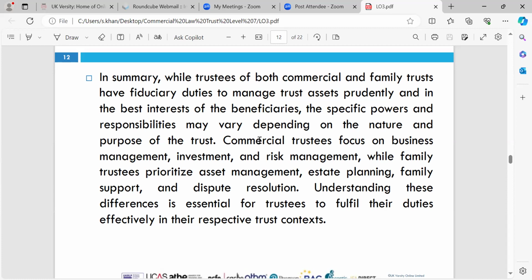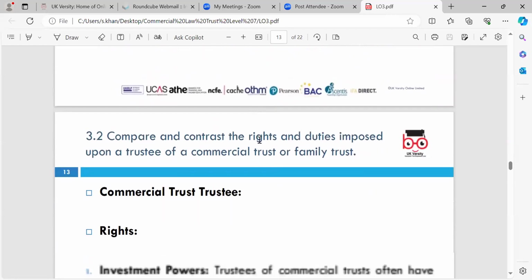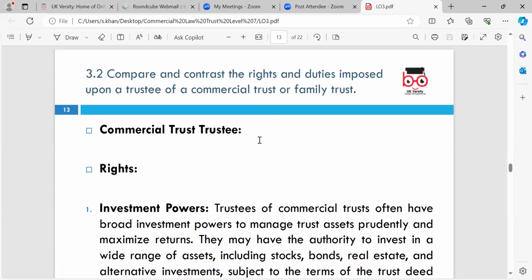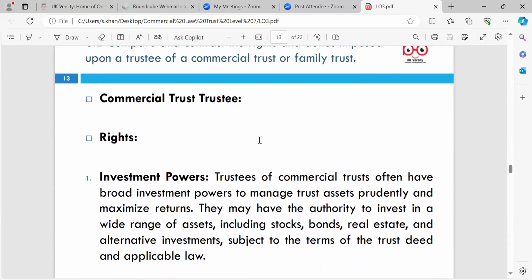It ensures that it benefits the children, grandchildren, siblings, or any other members, and they are common in estates, and certain beneficiaries receive this when the guarantor dies. So 3.2, compare and contrast rights and duties imposed upon a trustee of a commercial trust or family trust.